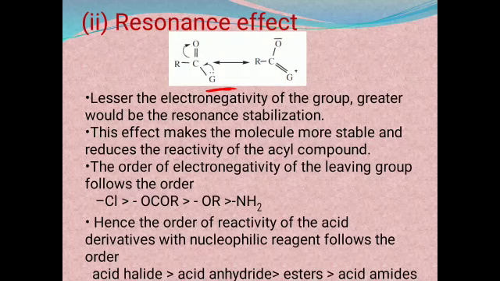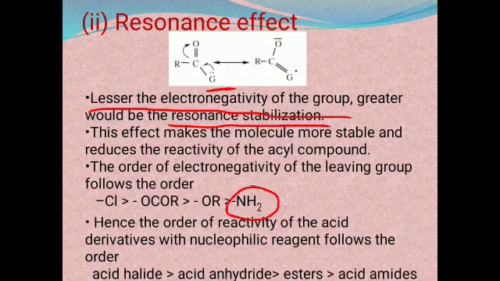Here, the lower the electronegativity of the group, the greater the resonance stabilization. Okay, so if the electronegativity of the leaving group is lower, the resonance stabilization of the molecule will be greater. So among the four, come to the third point, four groups. Which group has the least electronegativity? Cl minus has greater electronegativity than RCOO minus, which has greater electronegativity than RO minus, which has greater electronegativity than NH2. So among the four, NH2 has the lowest electronegativity.